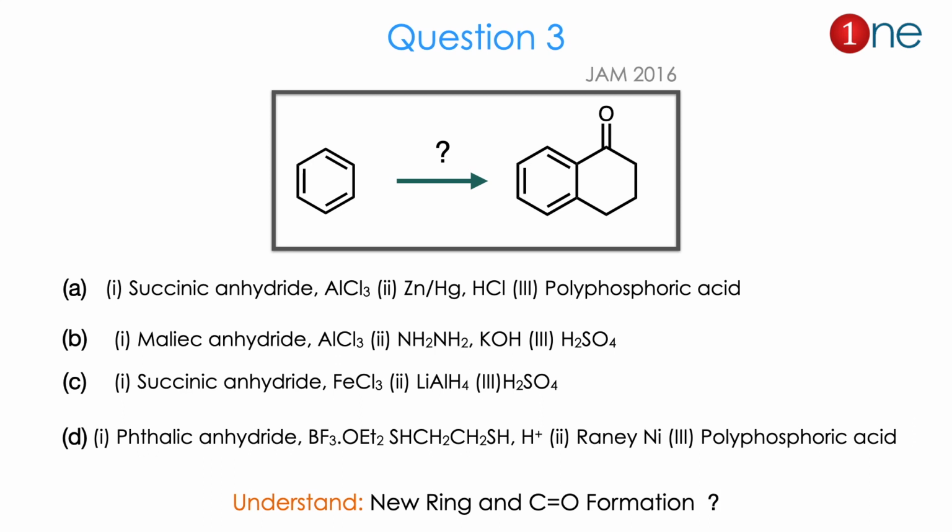From the reactant to product, you might guess the choice of reagent in the way of new ring formation as well as introduction of the CO functional group. The answer is A. Let us see how.